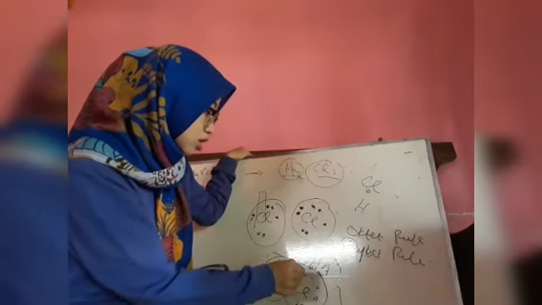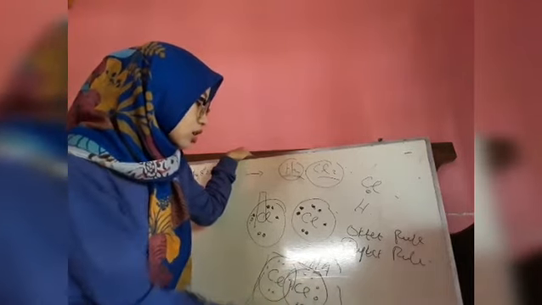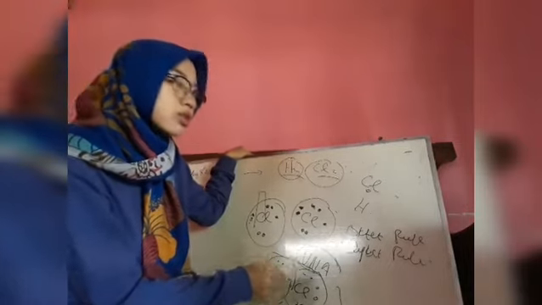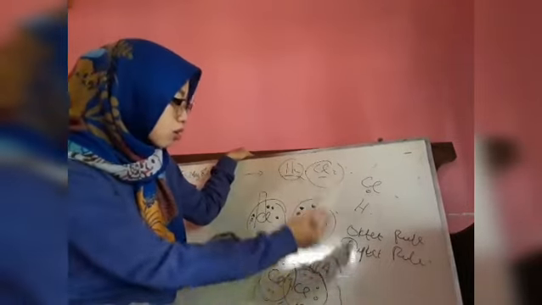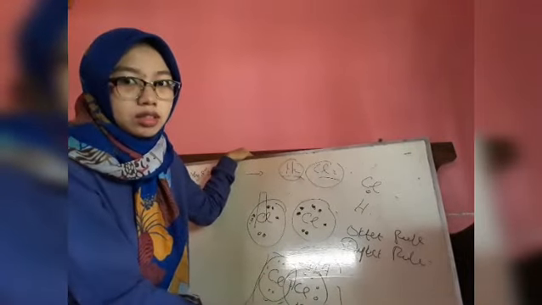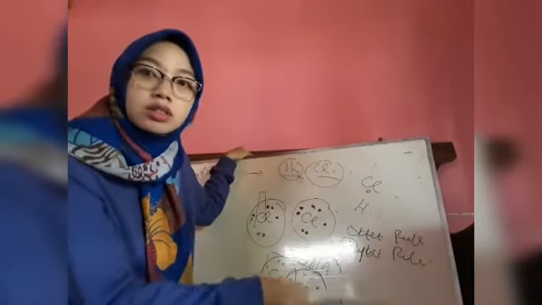All of these circles have 8 electrons, and this one is also 8 electrons. So they are stable elements. That's why they need to pair with each other.